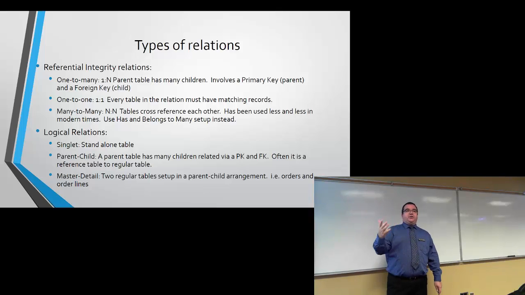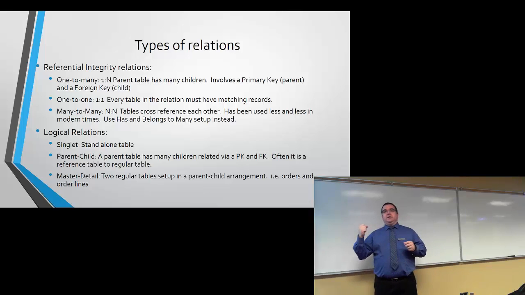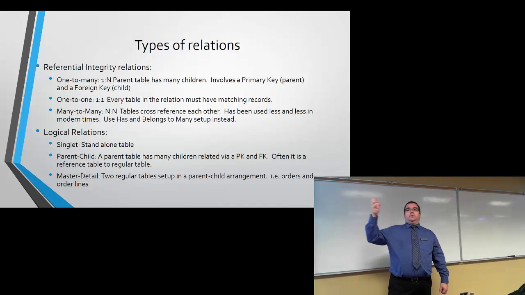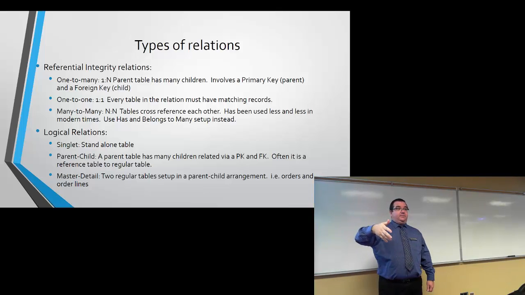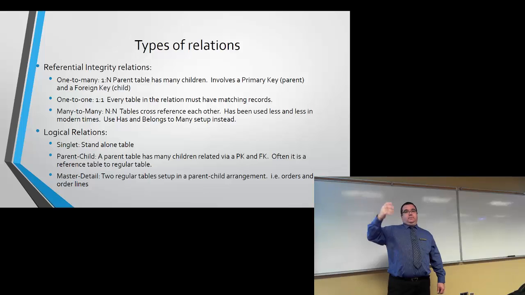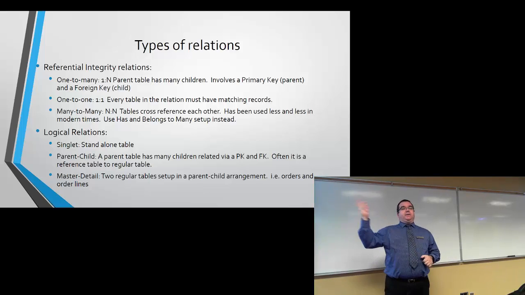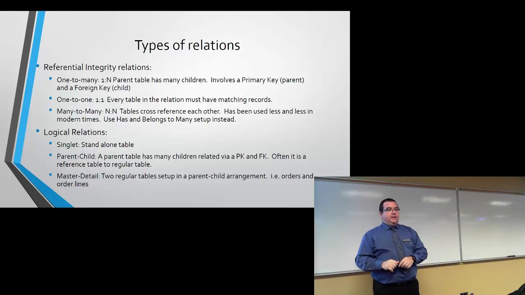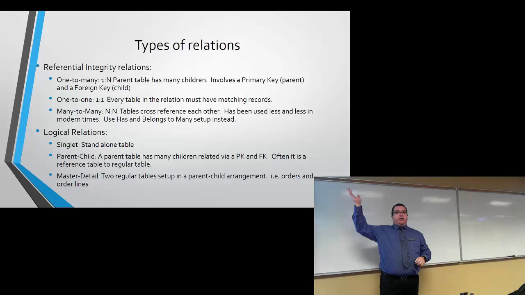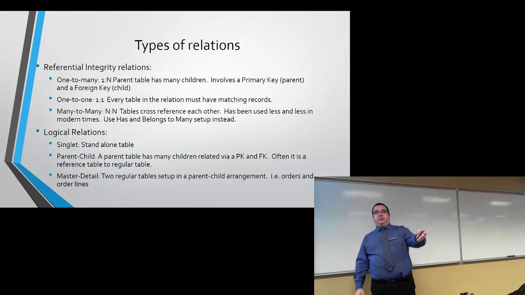So there's referential integrity relations. That means these are the ones that make sure that the rules are followed in the database. So you've got the one-to-many. Earlier I made an example of that, right? One prof, many students. One mother, many kids. One kid, one mother. That's how it usually works. So with one-to-many, normally a parent table has many children, a teacher has many students. There's a primary key, usually in the parent. And then there's a foreign key, which is usually found in the child tables.